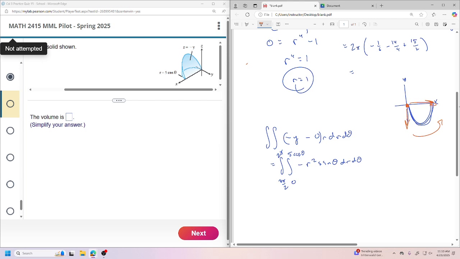So then I have to integrate r cubed over 3. So 1/3, and then I got 5 cubed cosine cubed. Oh, there it is again.